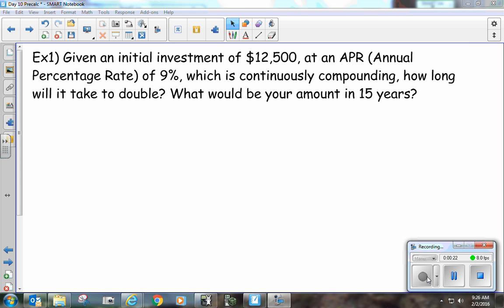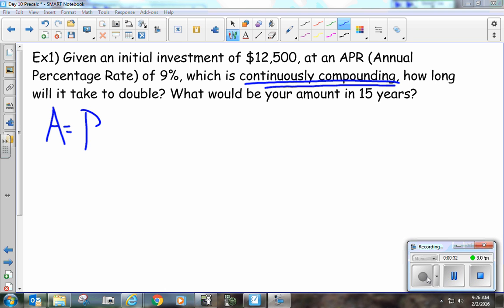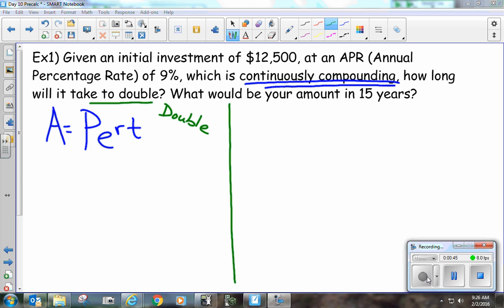Now, okay, someone mentioned this earlier. If it says continuously compounding, what do we use? Okay? So, but we have two questions here. We have how long will it take to double, which I'll do on the left side here. This is our double. And then, what is their amount in 15 years? Okay, I'll do this on the right side.